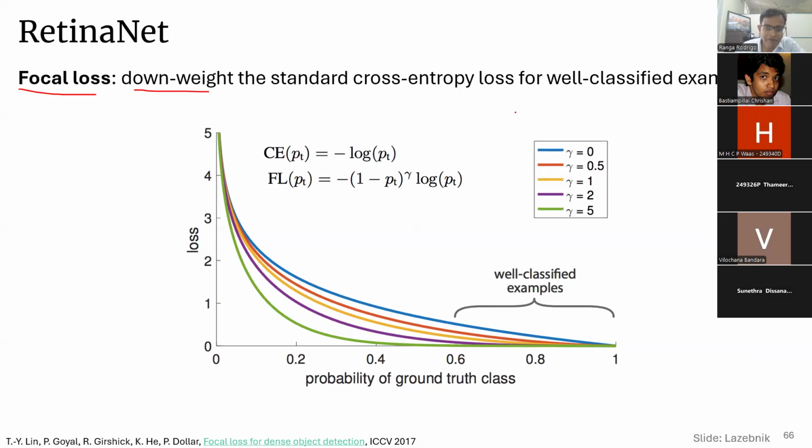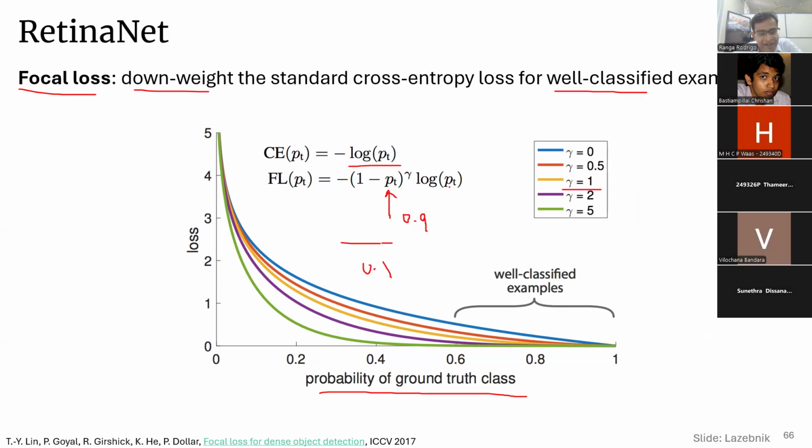It down-weights the standard cross-entropy loss for well-classified examples. So you can see this is the so-called cross-entropy loss, and now if this probability is, let's say, 0.9, then this number will be 0.1, right?